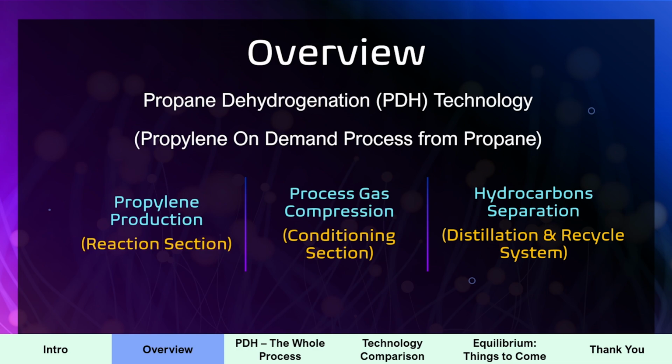The third part is whatever is not propane and propylene, which you have to take care of one way or another. Either it's used as a fuel, reducing your fuel consumption, or you send stuff like hydrogen to be sold, if you are in a place where hydrogen can be sold to another customer. So that's an overview of the whole PDH technology, and it's basically those three sections that represent that chemical plant.